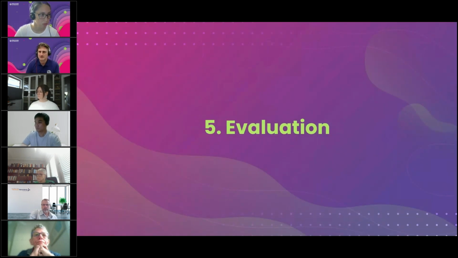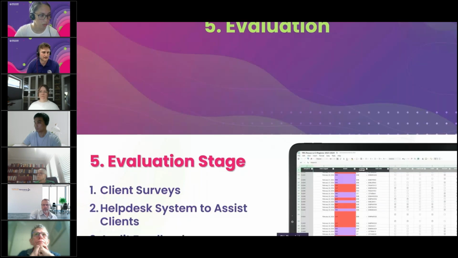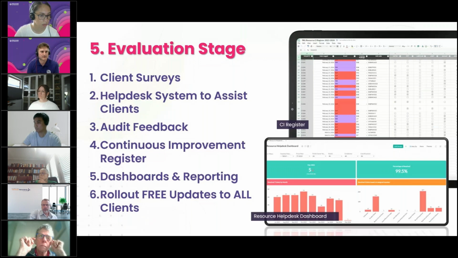Next, we move on to the evaluation stage. For us, that looks like processes like we do client surveys. We have a help desk system which tickets all of our support requests from our clients. So everything gets addressed and goes into our continuous improvement register. We do provide an audit rectification guarantee on our training resources as well. Fortunately, because we have pretty stringent development processes, we don't get a whole lot of audit feedback or audit problems. But when we do get something, we analyze that, we complete the rectifications, and we roll that out to all of our clients free of charge. So everyone benefits from that feedback as well.